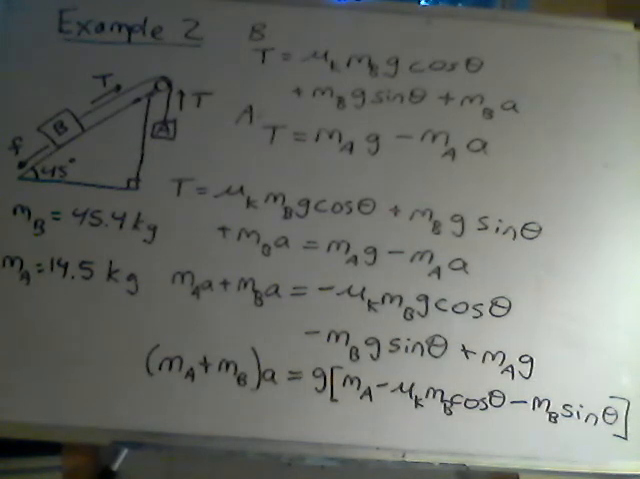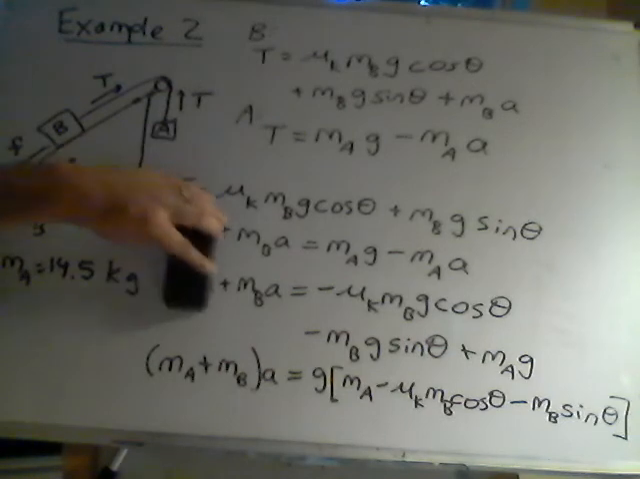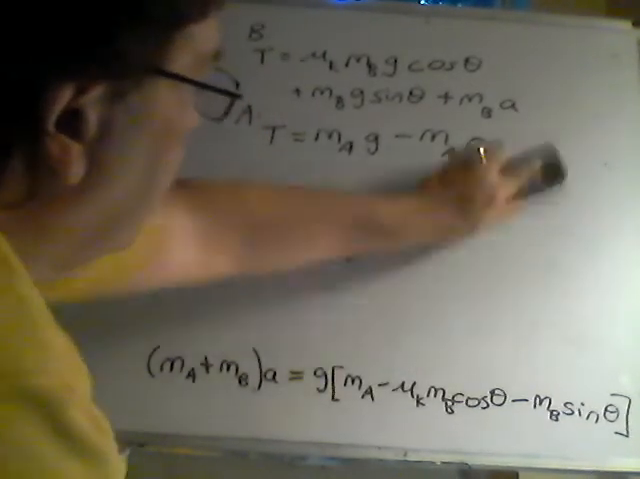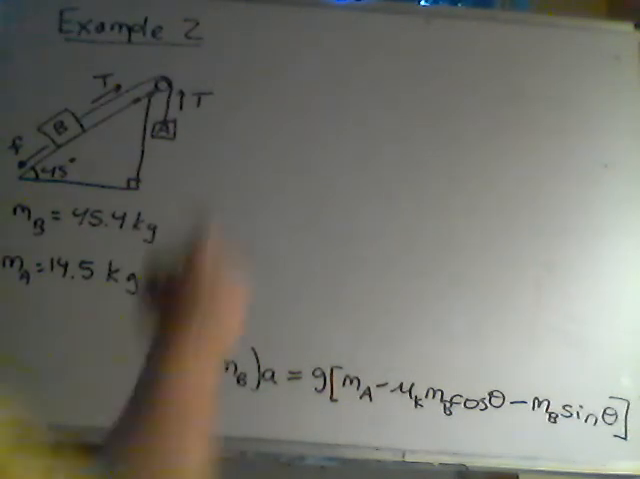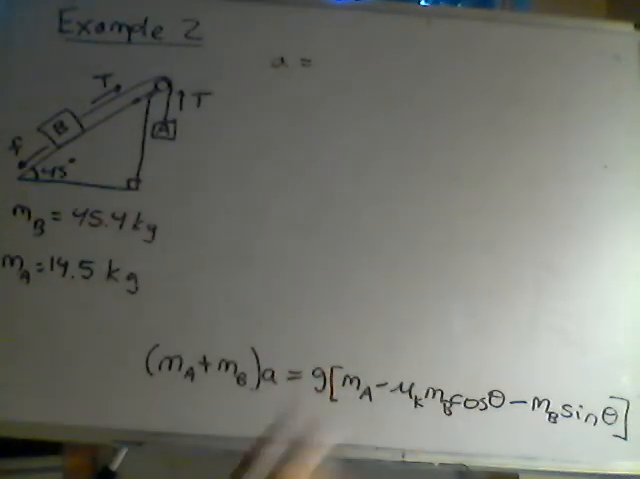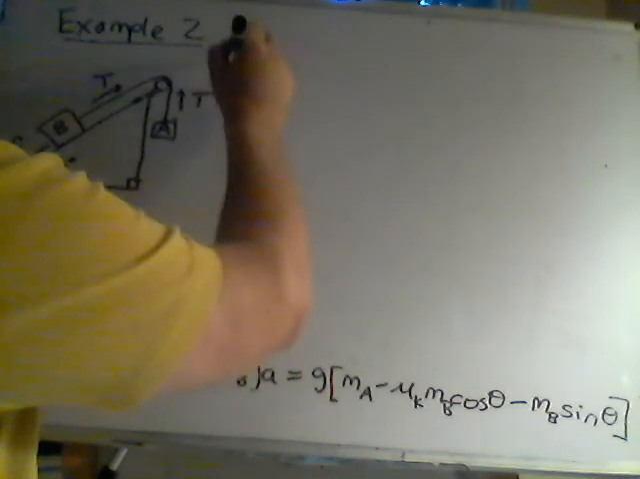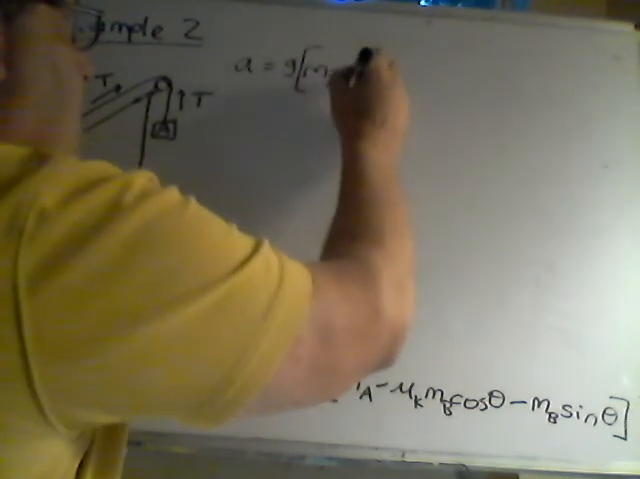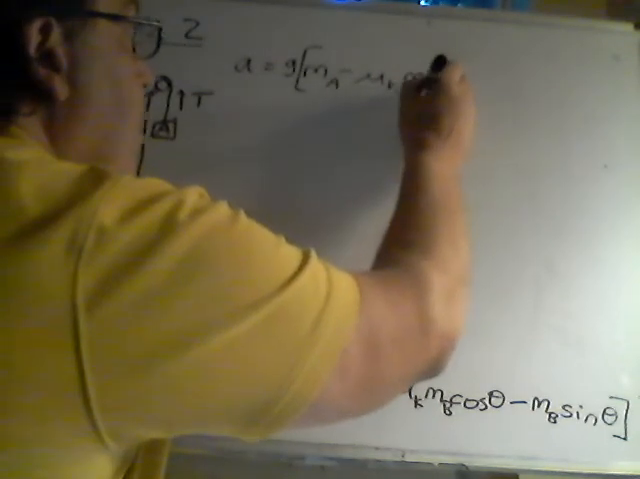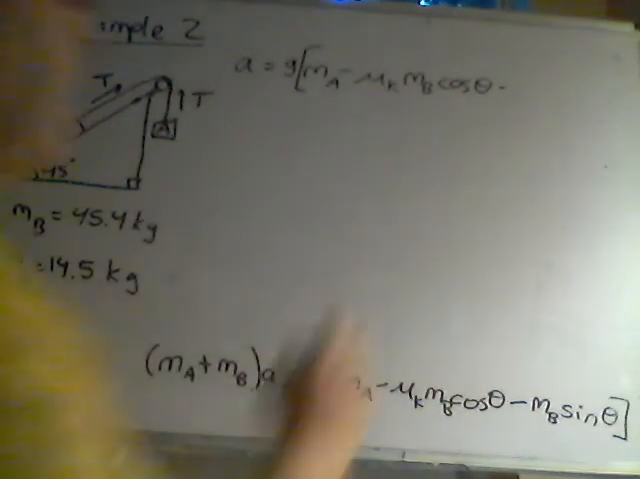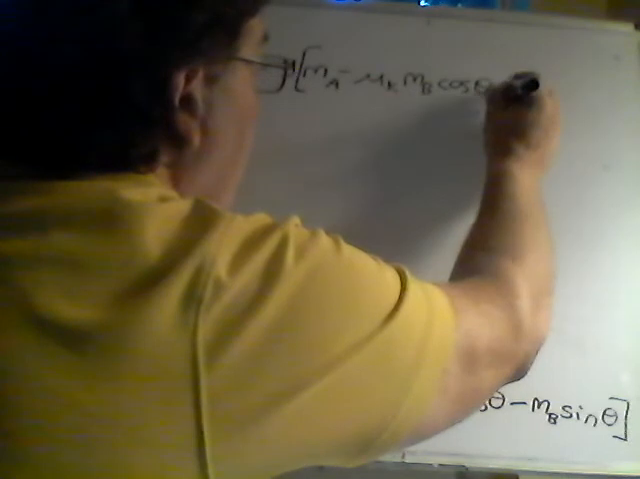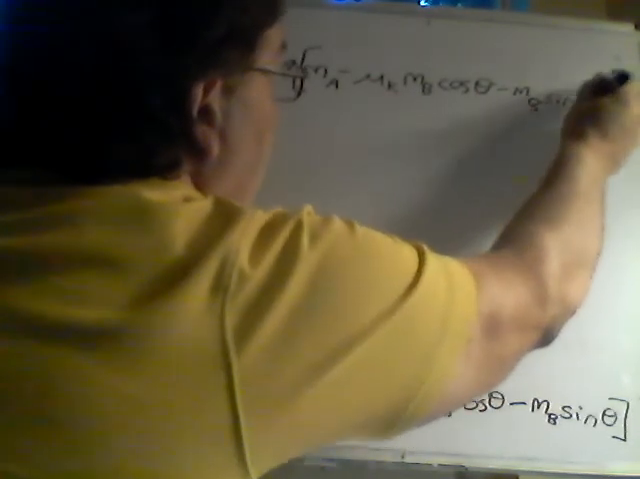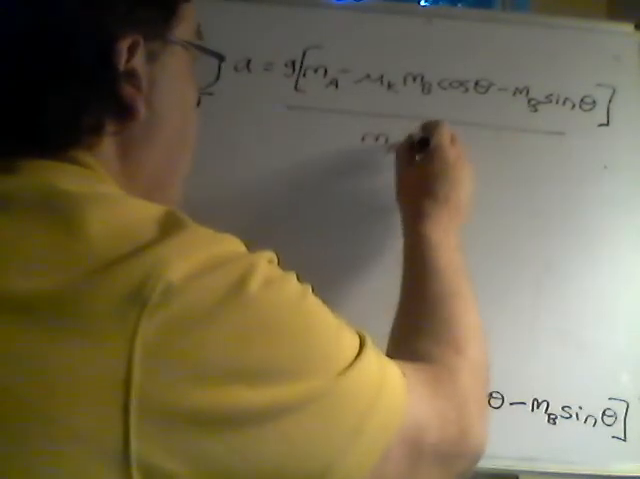So what I'm going to do is essentially erase all of this stuff. I don't need it anymore. I now have the equation that I want. So I'm going to erase everything else and write the final equation for what I want. I don't need these initial equations anymore. So my final answer will be A. And again, all I'm going to do is divide by M sub A plus M sub B. So A equals G times brackets, M sub A minus mu sub K, M sub B, cosine of theta minus M sub B sine of theta, all divided by M sub A plus M sub B.